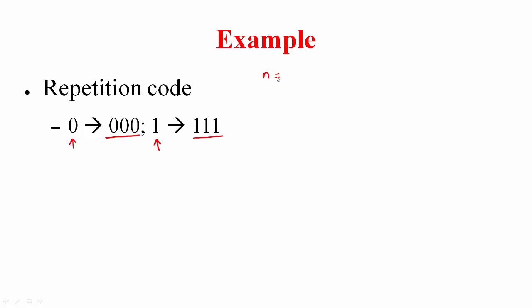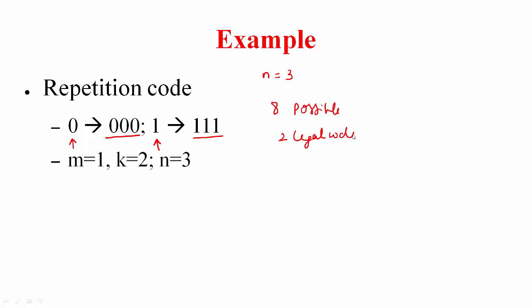Thereby, in this case, we have m is 1 because it's only 1 bit, k is 2, so we are adding 2 redundant bits, and n is 3. So given that n is 3, there are 8 possible code words, of which how many are legal? Only 2. There are only 2 legal code words.